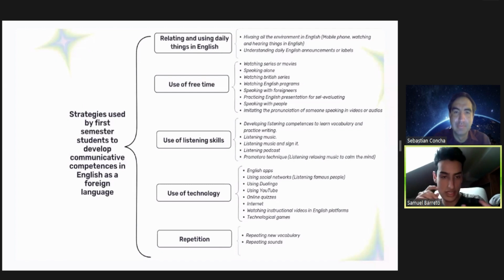So here we have that the strategies used by first semester students are based on relating daily things to English, so they have an environment in their daily lives all in English. They also use free time to improve English and use listening activities such as podcasts, music, and videos, and use technology, e-learning tools, and repetition of vocabulary and sounds that they practice with those listening activities. The next one, please.